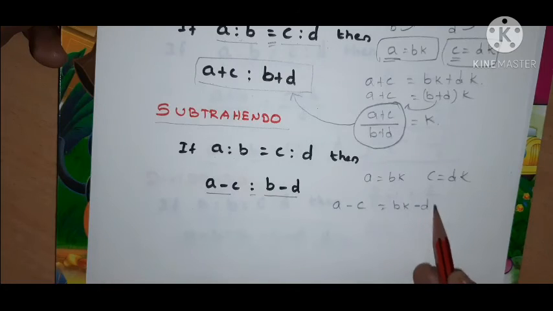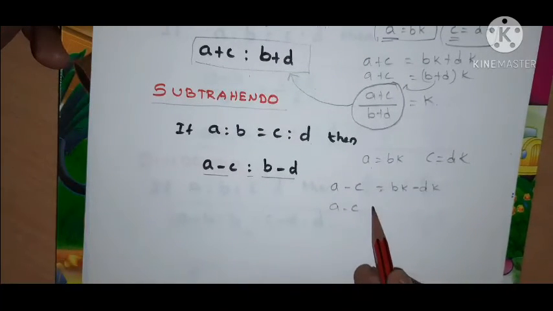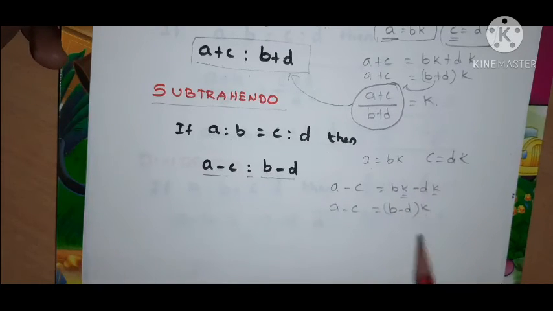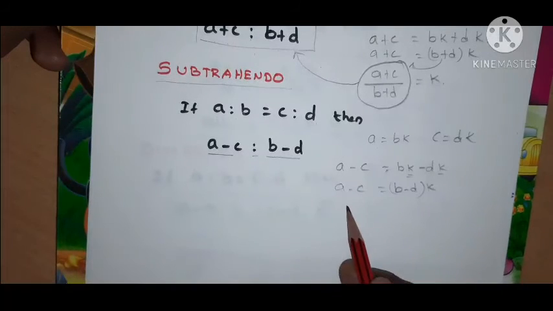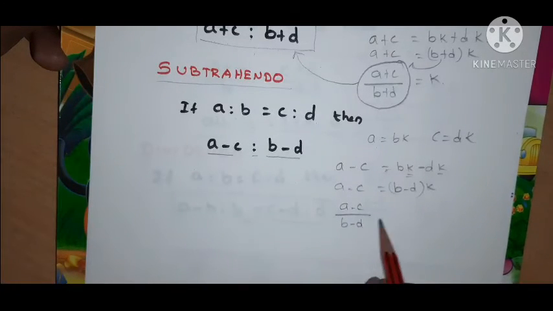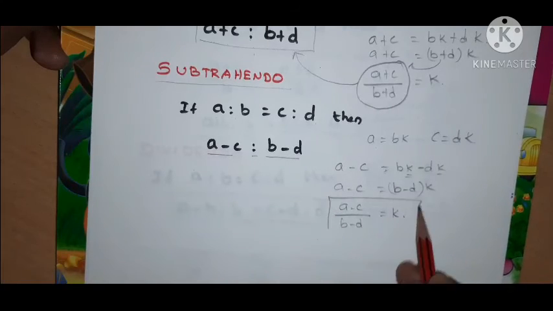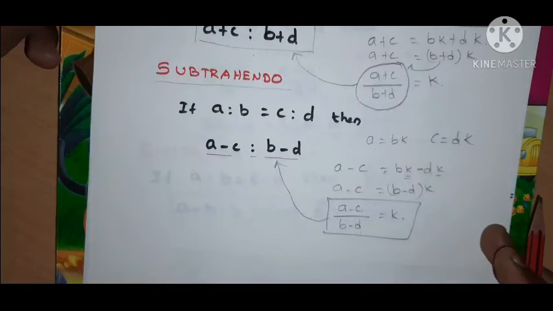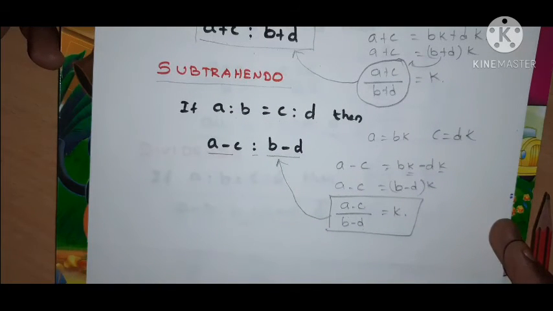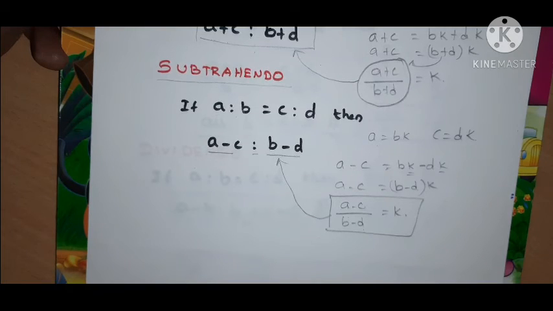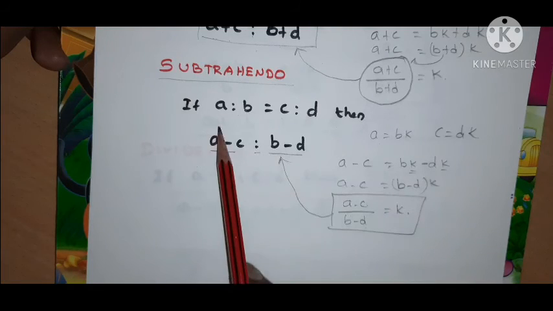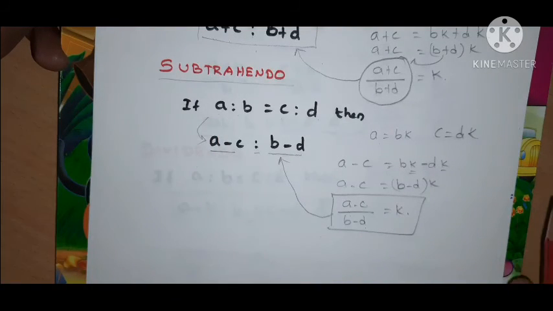So bk minus dk. Now a minus c can be written as b minus d of k, because k is common, I'm taking it outside. So a minus c is equal to b minus d into k. So a minus c divided by b minus d is equal to k. So this is the one. So a minus c divided by b minus d can be written in this form called a minus c is to b minus d. So according to the Subtrahendo property, if we have 2 ratios in proportion, a is to b is equal to c is to d, then those ratios can be written in this form called a minus c is to b minus d.